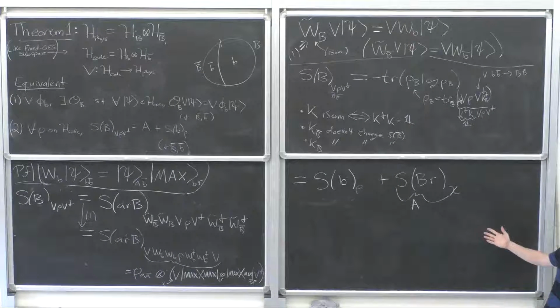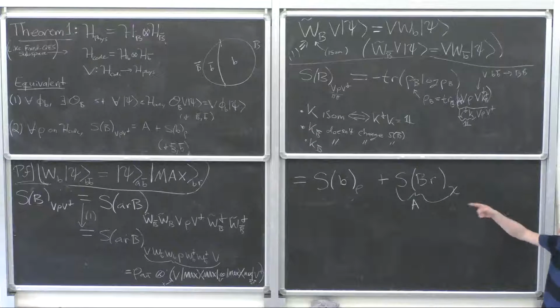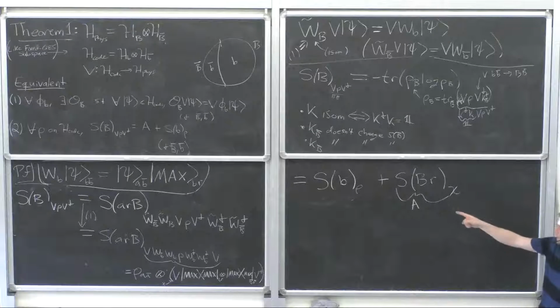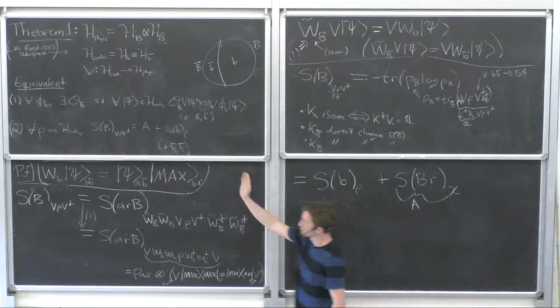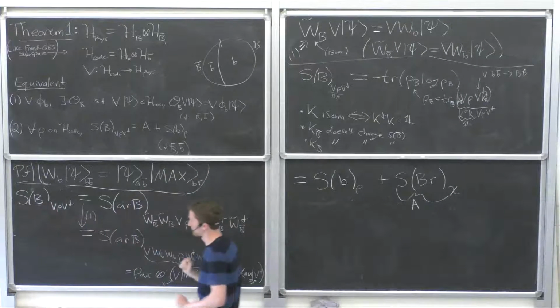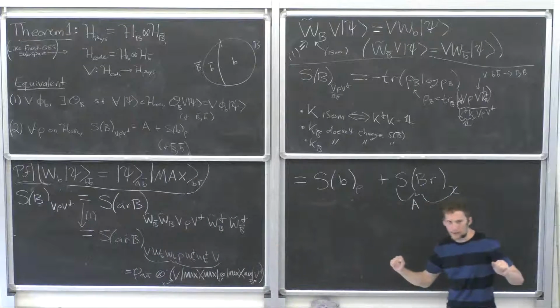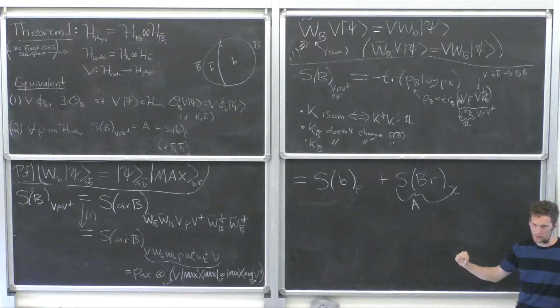And then that's the proof of 1 implies 2. So now we have explicitly just used 1 to compute the entropy of capital B. All right. And that's what I'll say about 1 implies 2. Yes.